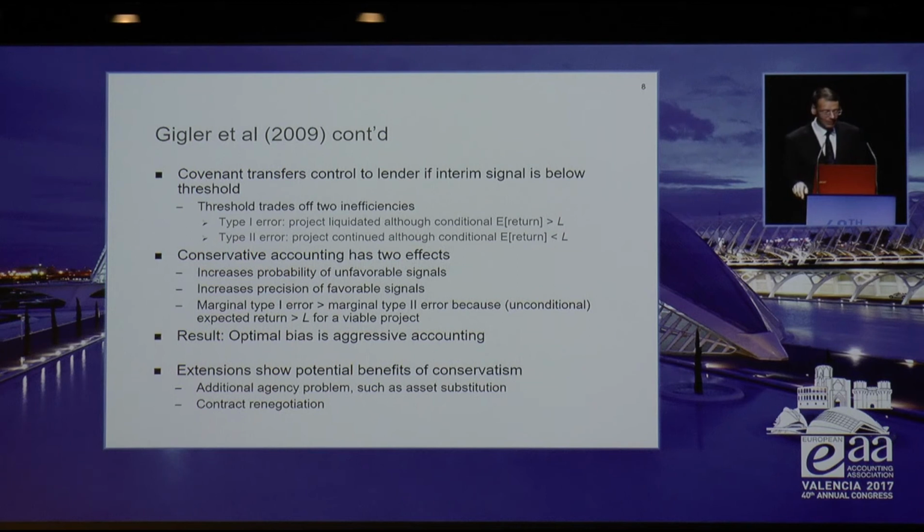And so there have been a lot of other papers following the Gigler et al. paper to figure out whether there are other conditions that show that even in such a setting you would come up with conservative information, and there are several papers that do, as a substitution in there, and also contract renegotiation, for example.